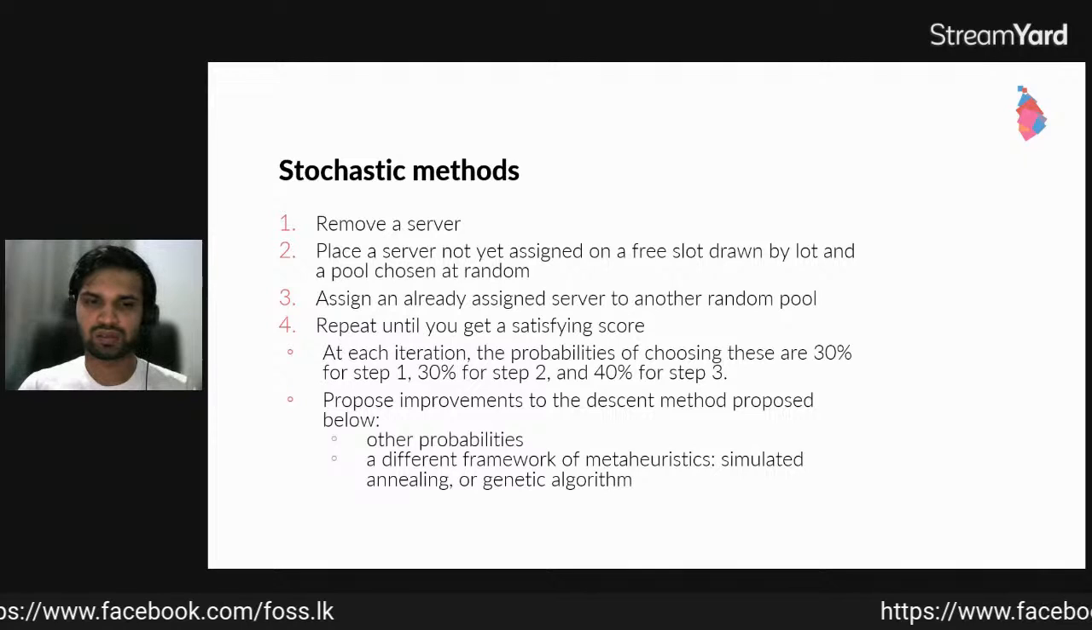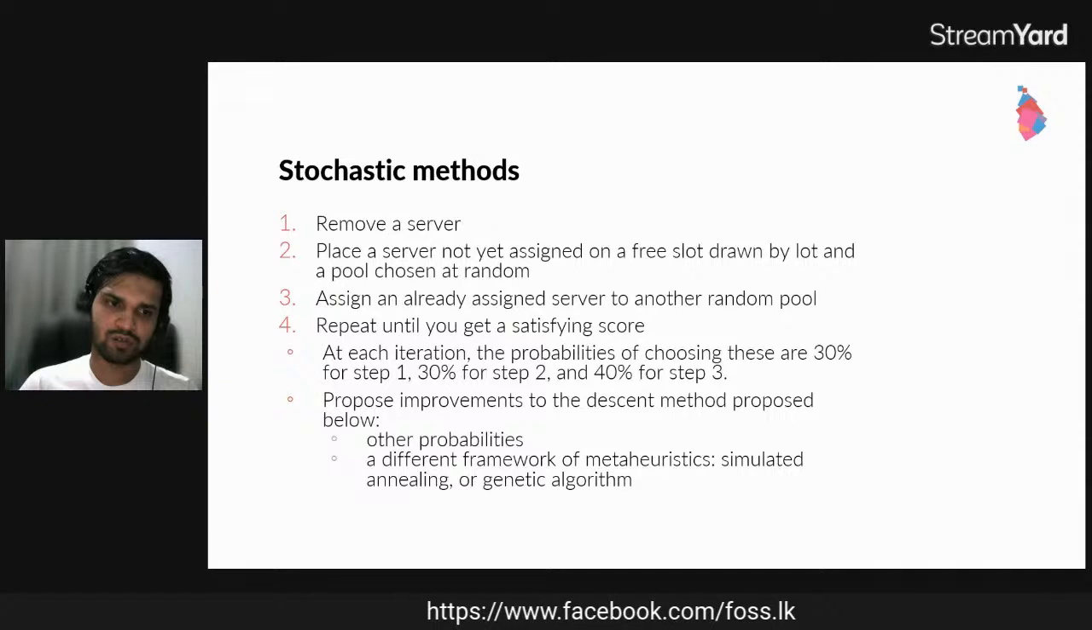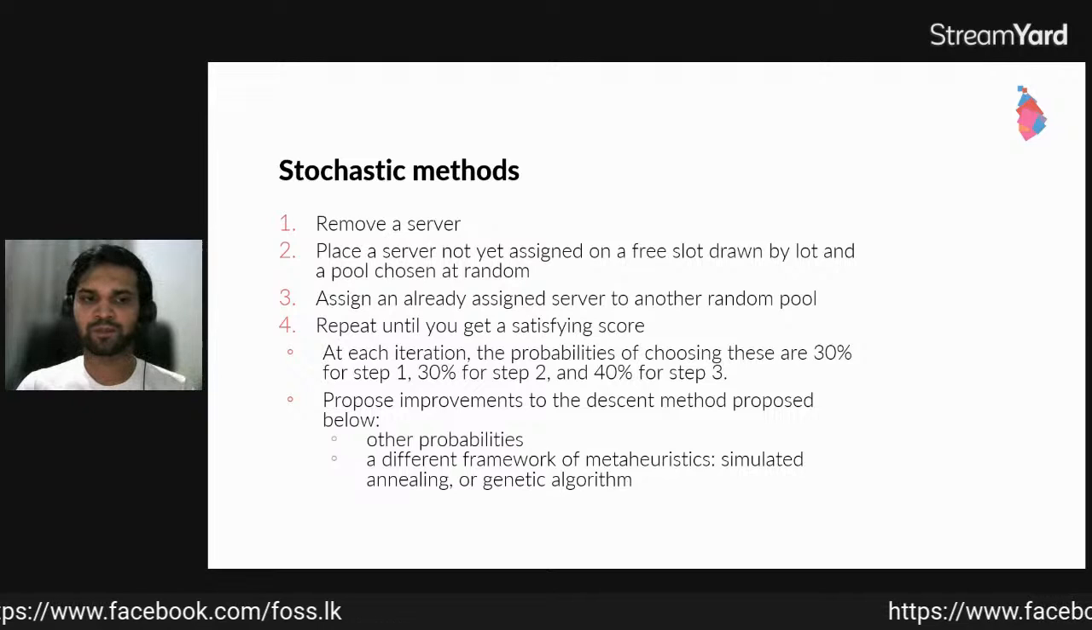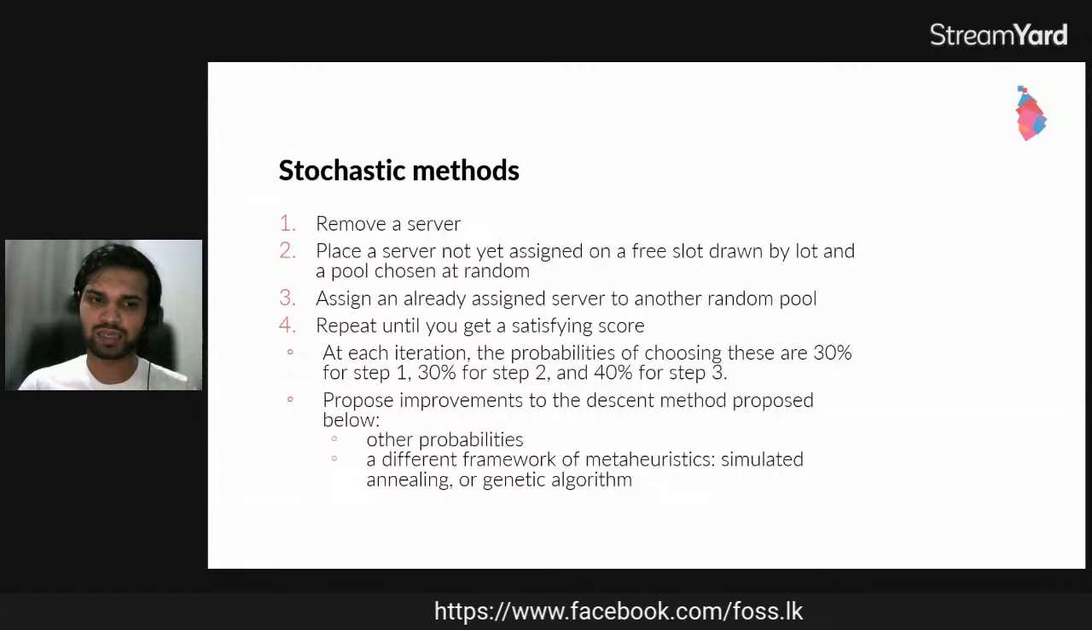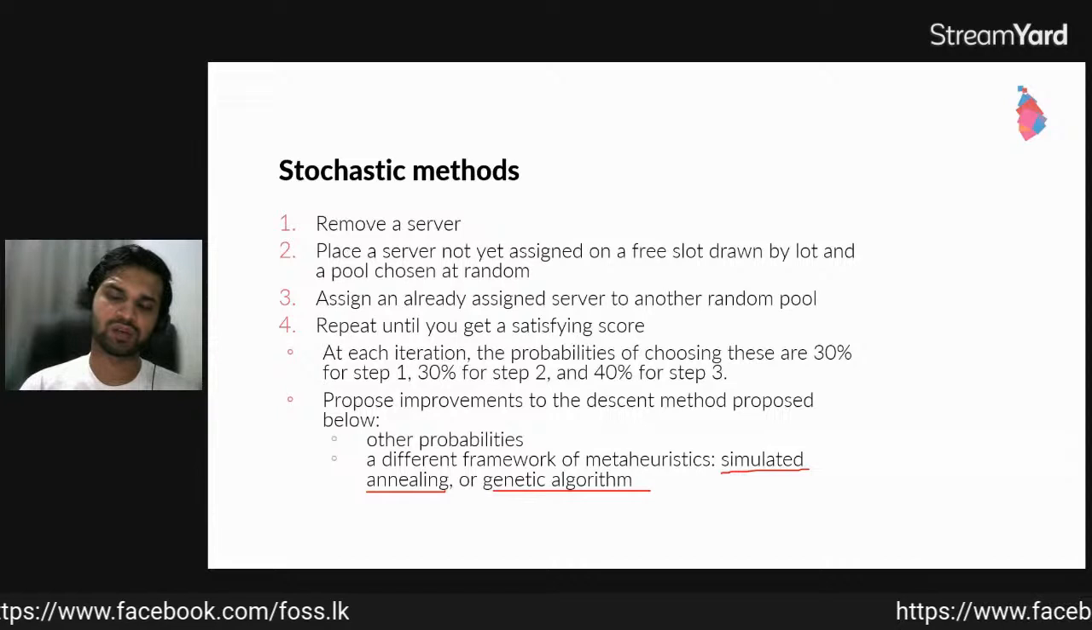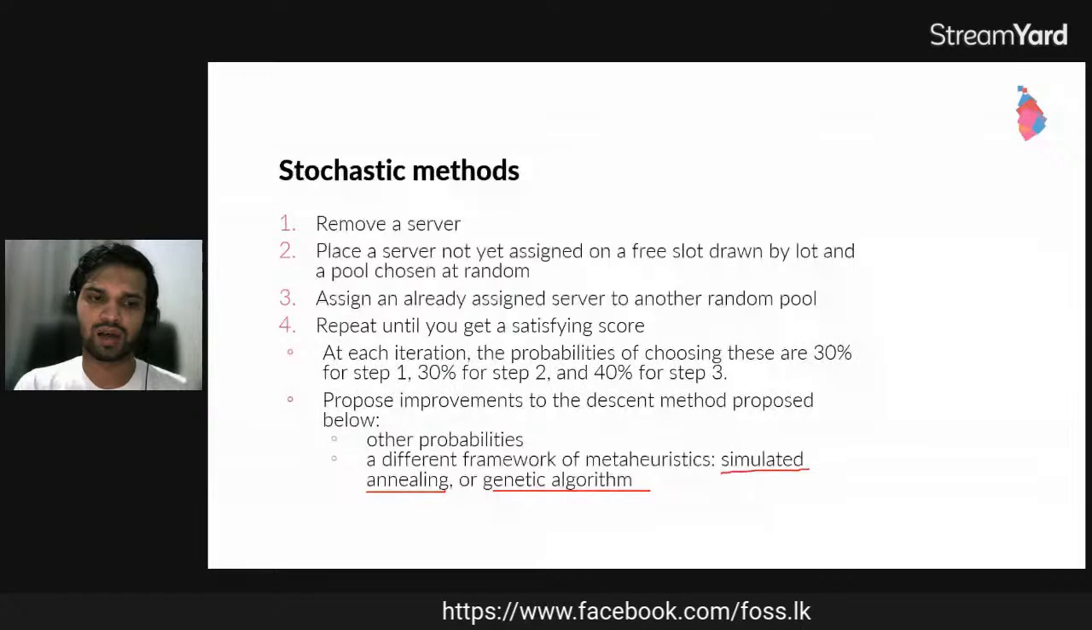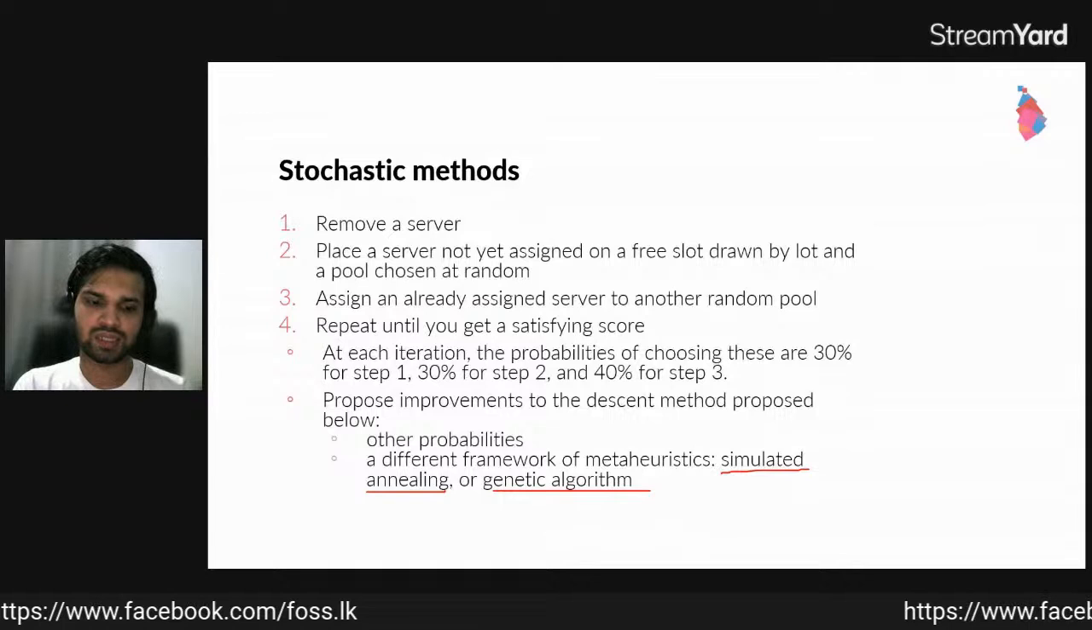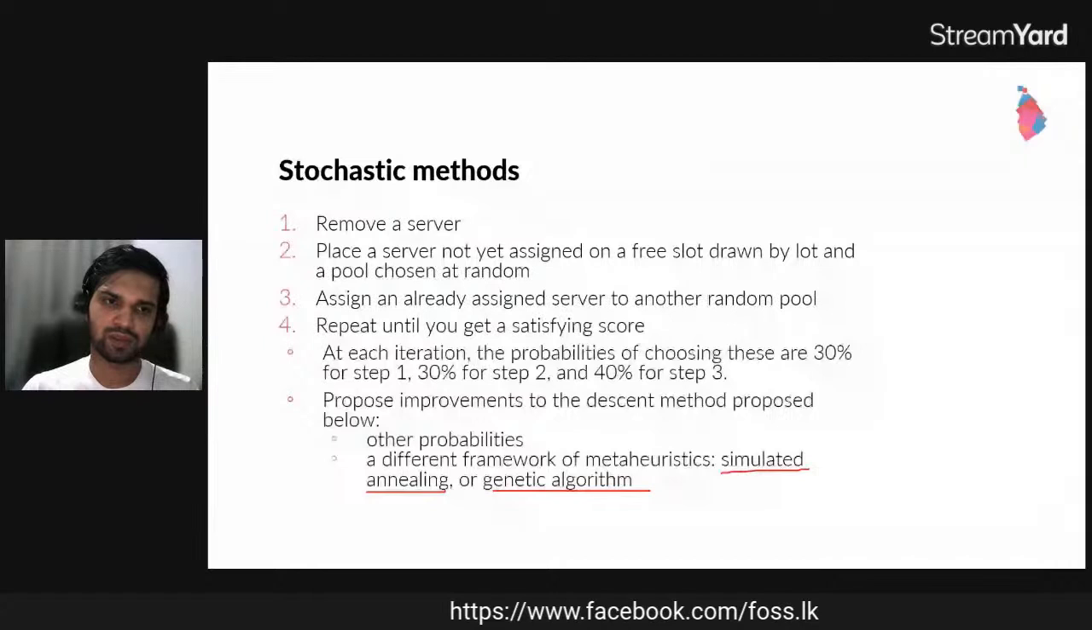stochastic method? Of course, the first thing you can do is change different probability numbers and you can get a different solution. Another thing is there are different algorithms like simulated annealing and genetic algorithms. You can convert your problem so that it will fit these kinds of algorithms, and you can run those algorithms and see whether you will get a better score than the previous greedy method. So this is another approach that you can use to solve these optimization problems.